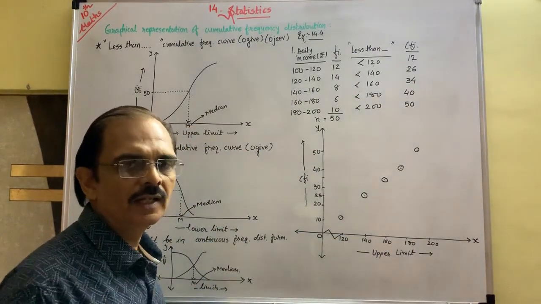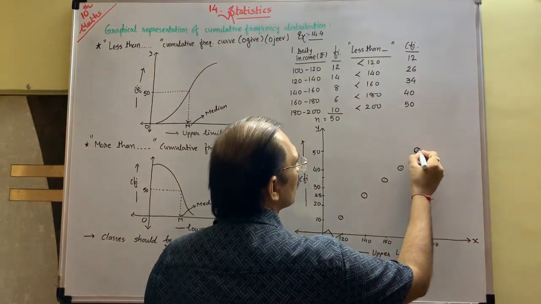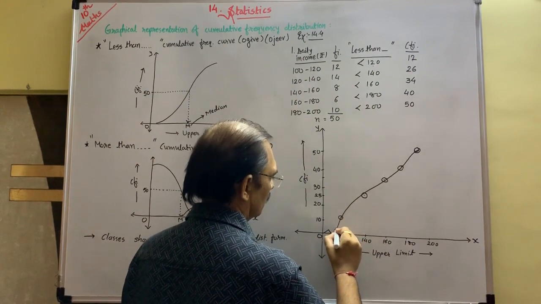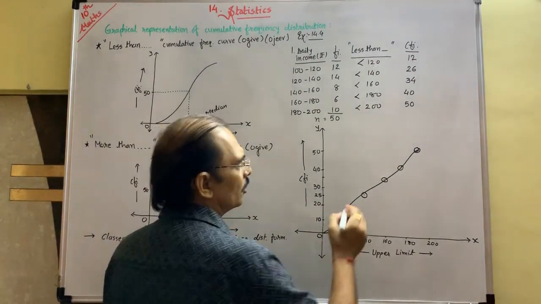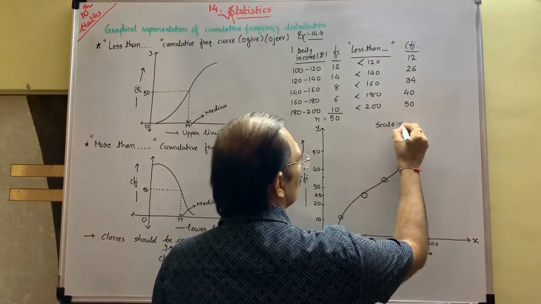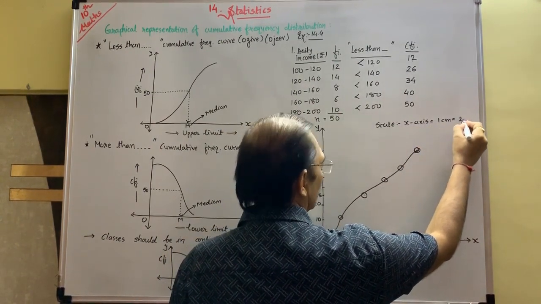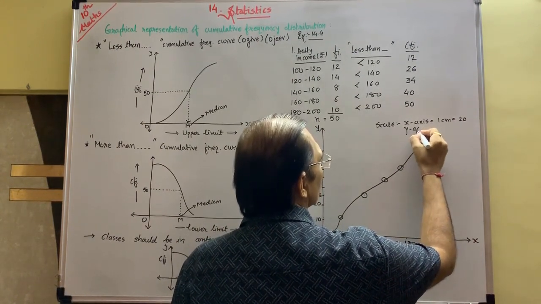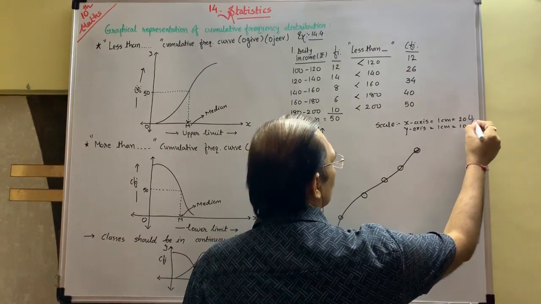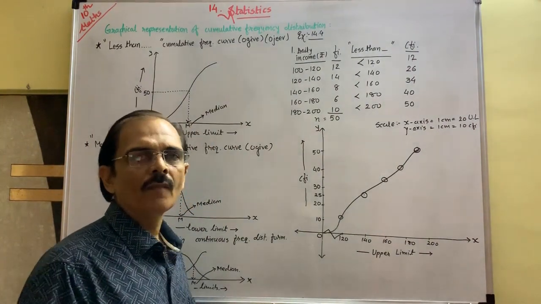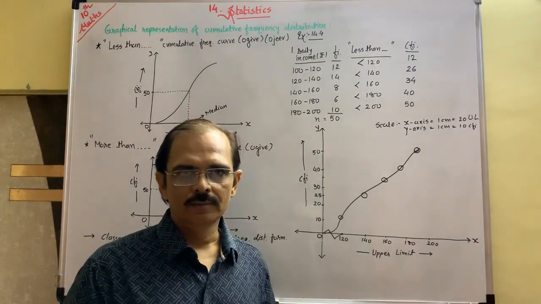Now you have to draw with free hand, means a smooth curve. Don't join with a scale. Up to 0. Right? Is it okay? Show the scale: on the x-axis, 1 centimeter equals 20, and on the y-axis, 1 centimeter equals 10. CF on the y-axis, upper limit on the x-axis. So this is the ogive of less than type.